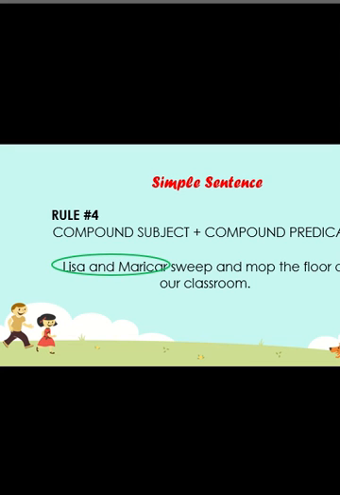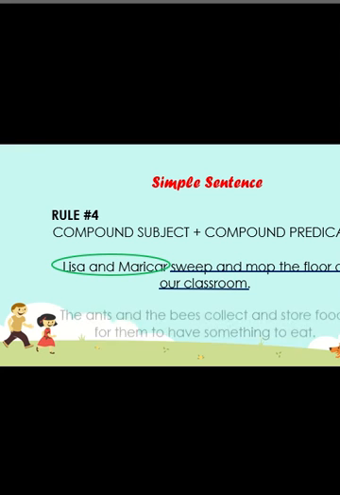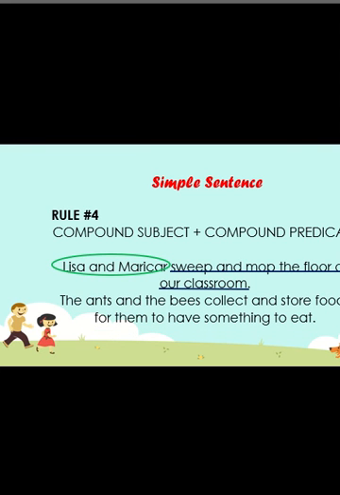How many predicates do we have? Okay, we have two. Very good. We have two compound predicates. So for our rule number 4, we have Lisa and Maricar as our compound subject and sweep and mop the floor of our classroom as our compound predicate. Okay, let's have another example.